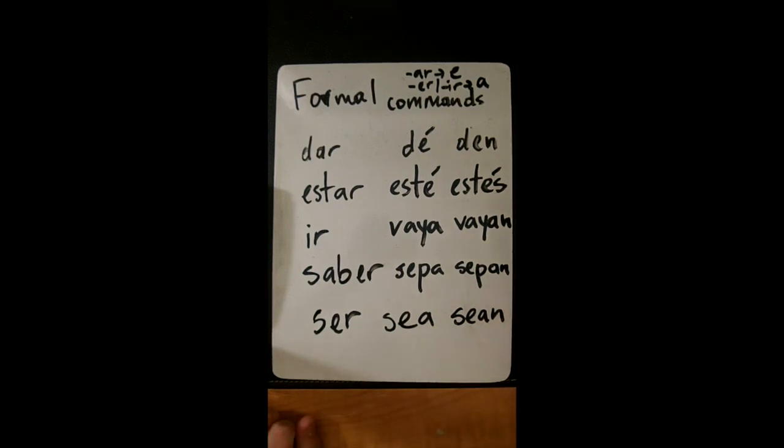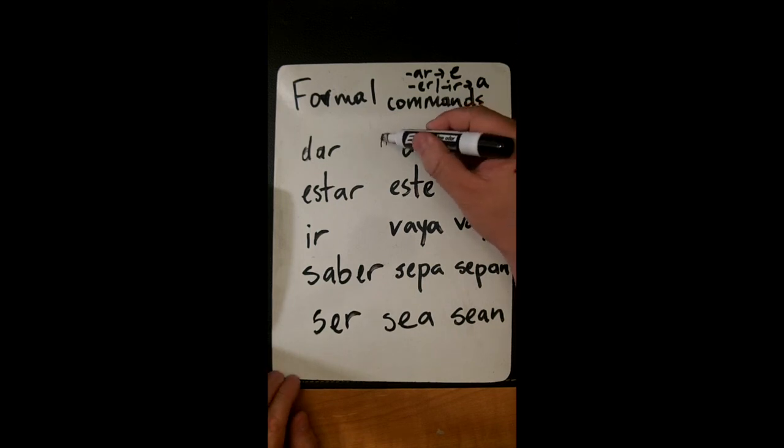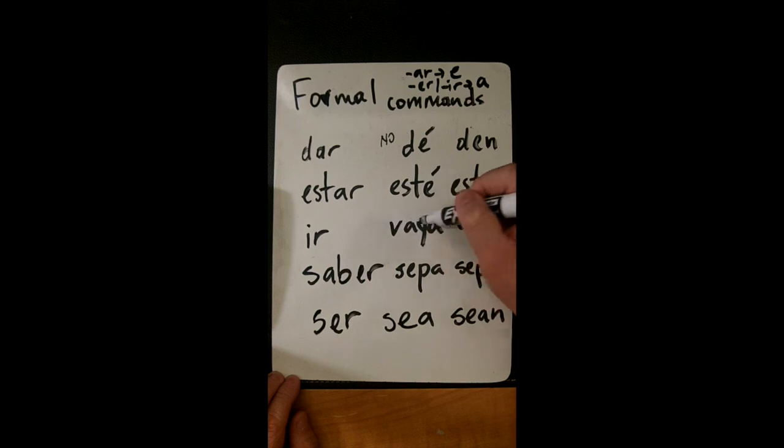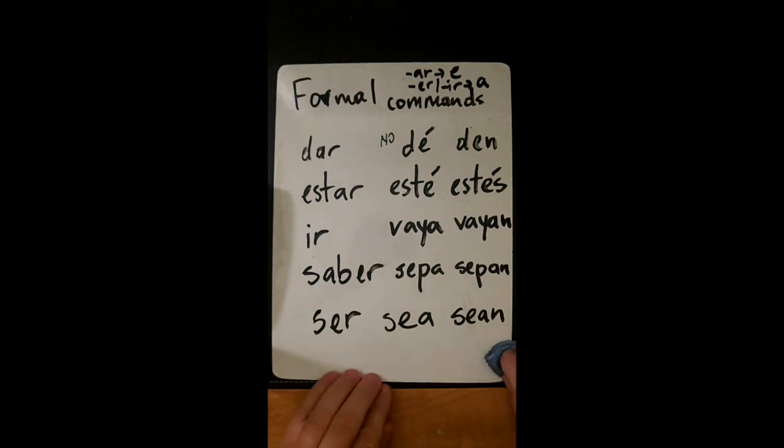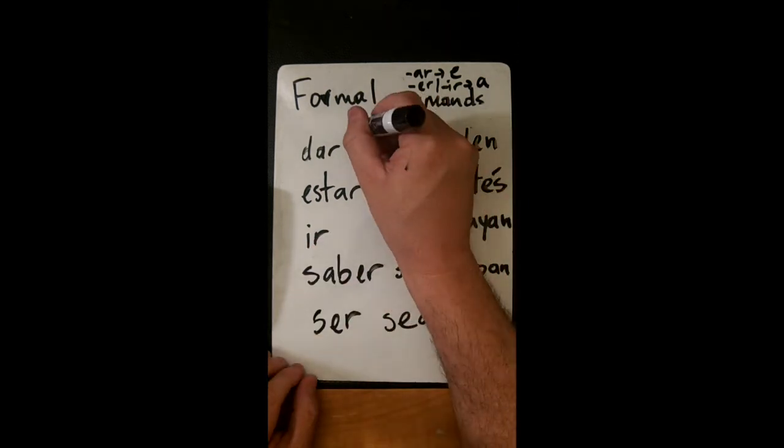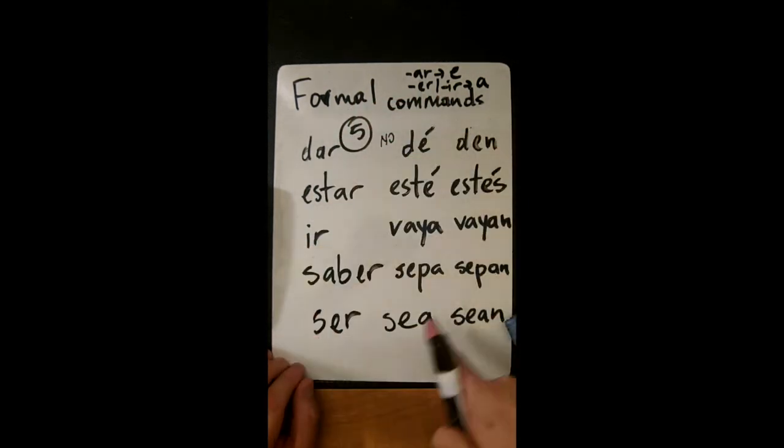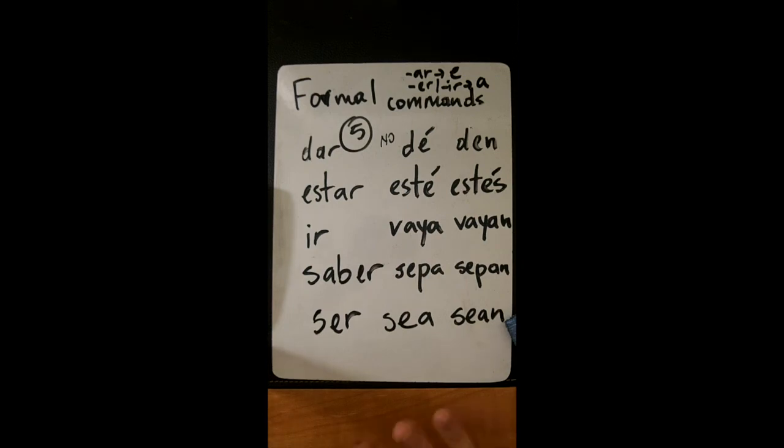Okay, again, if you want to make it negative, you just put a no. No dé, no den, no esté, no estén, no vaya, no vayan, no sepa, no sepan, no sea, no sean. Okay, that's how we make it negative. So those are the five irregulars that you need to know. Only five irregulars.